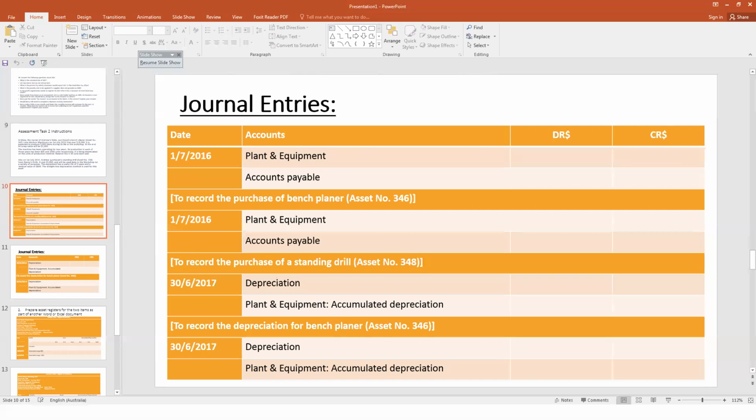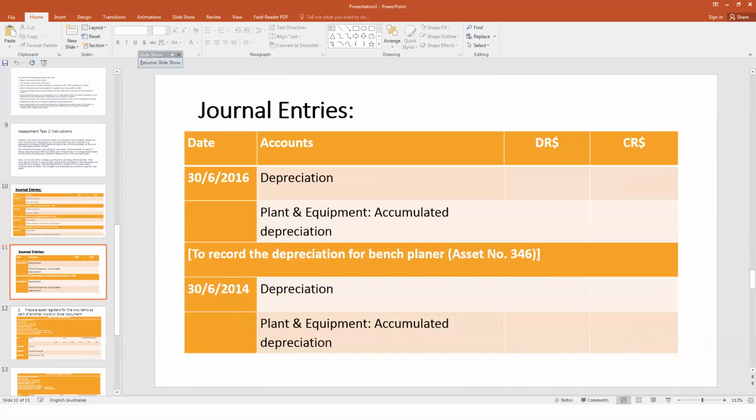And again for the asset number 348, it should be a different journal entry, but the same journal: depreciation debit and plant equipment accumulated depreciation credit. But the amounts, see, the amount boxes are empty. So first of all, you need to send me the assessment. And if there is some problem in your calculation, I'm maybe going to explain how to do the calculation. But first, you need to actually try to find out the calculation.